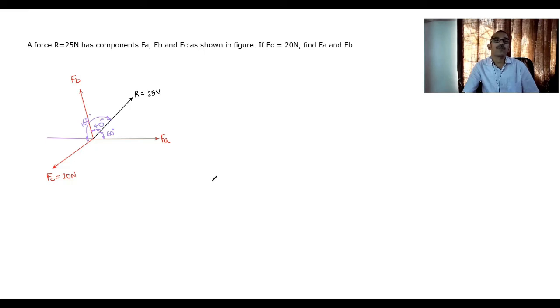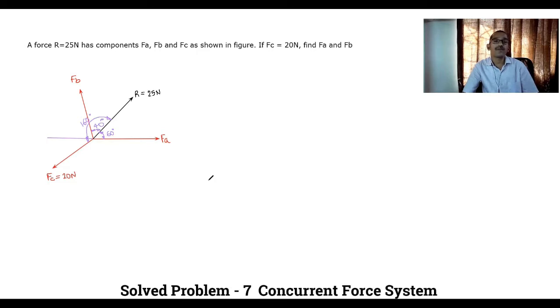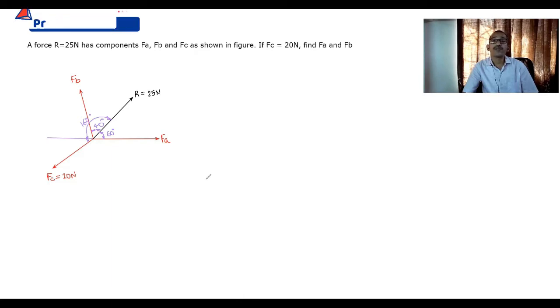Now R has components Fa, Fb and Fc. What does it mean? This R, 25 Newton, is the resultant of these three forces Fa, Fb and Fc. That means in this problem the resultant is given, its magnitude as well as direction is also given in the figure. As the resultant is given, where the magnitude of one force is known, that is Fc equal to 20 Newton, you have to find out the magnitude of Fa and the magnitude of Fb.